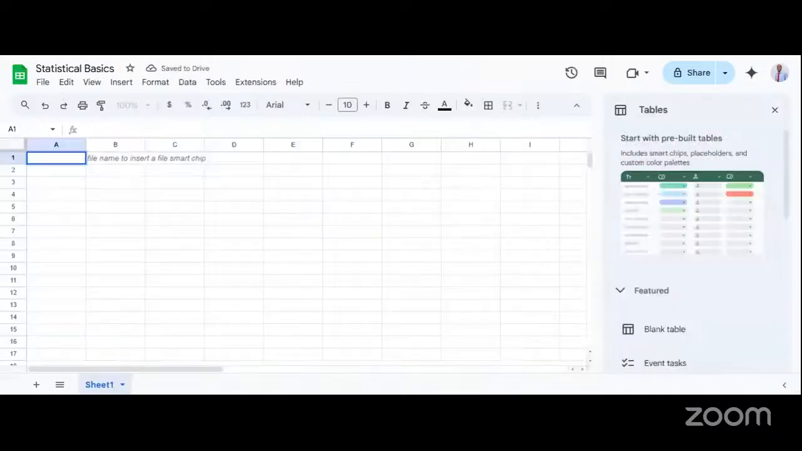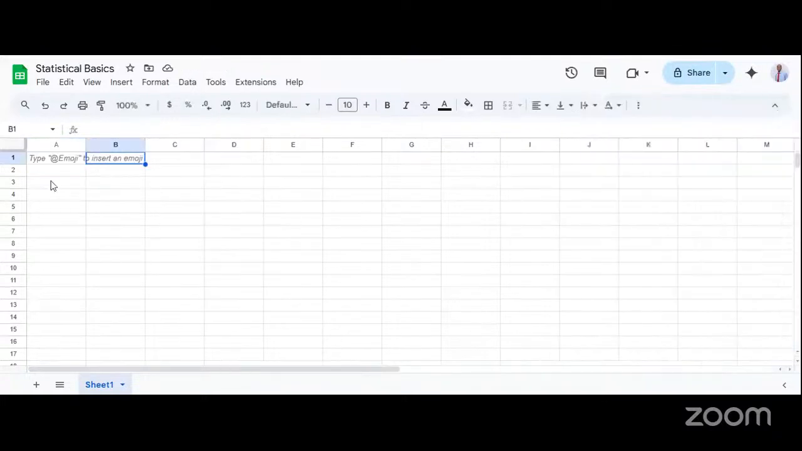Okay, so I'm sharing my spreadsheet screen now. We'll just do a bit of practice for that. So let's say we had a list of numbers. The numbers are 10, 11, 12, 13, and 14.